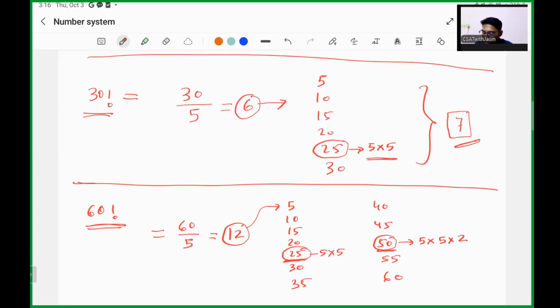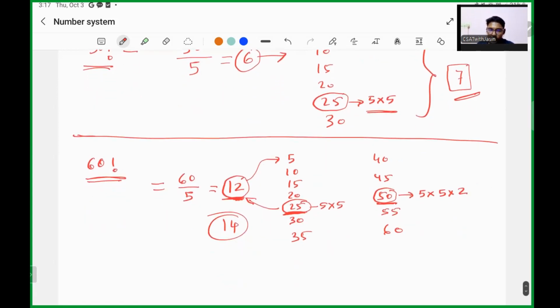So here what will be the answer? 12 multiples are there. Now 25, you only counted 1 inside this 12, so you need to count one more. And 50 also you need to count one more. So 14 will be the right answer. Okay, 14 will be the right answer.